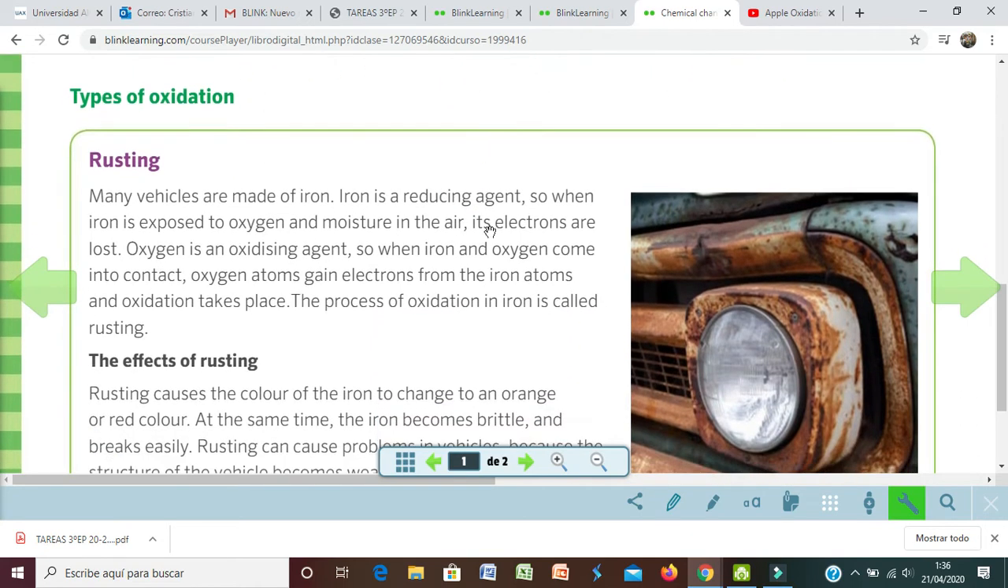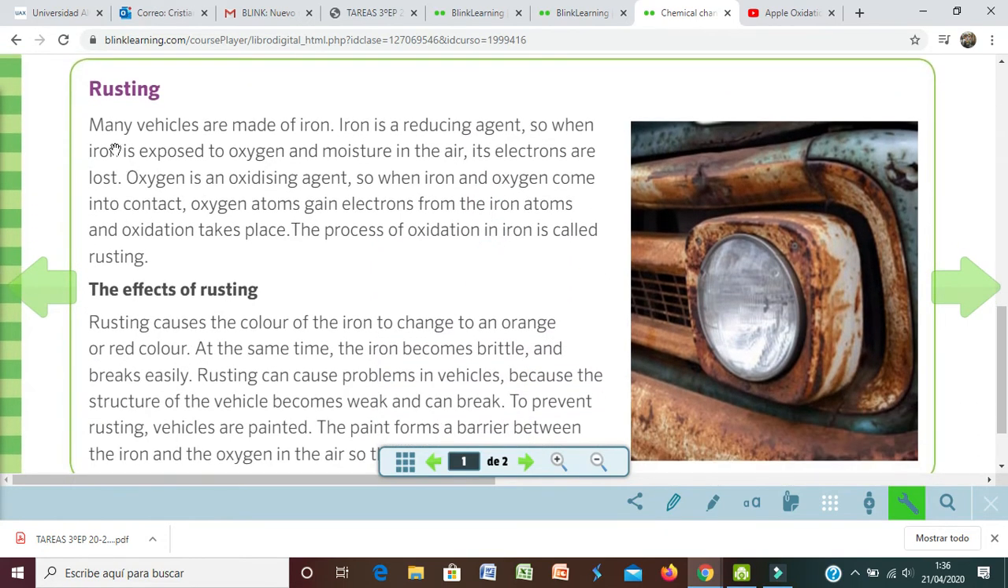Types of oxidation. Here we have some examples, and this is easy. Rusting, the metal oxidizes. Many vehicles are made of iron. Iron is a reducing agent. So when iron is exposed to oxygen and moisture in the air, its electrons are lost. And oxygen is an oxidizing agent. So when iron and oxygen come into contact, oxygen atoms gain electrons from the iron atoms and oxidation takes place. The process of oxidation of iron is called rusting.